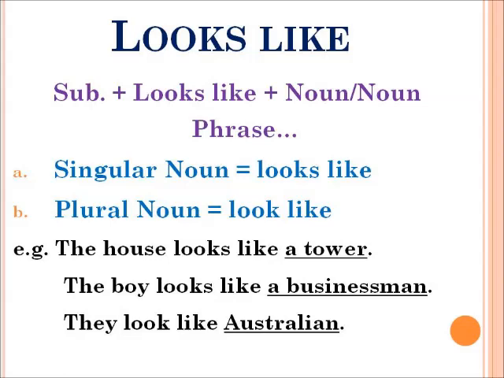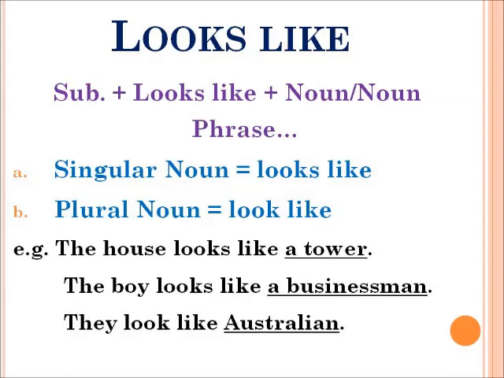So the house looks like a tower. The boy looks like a businessman. They look like Australians. So a tower and a businessman are noun phrases, and Australian is a noun. So with looks like, we should use a noun or noun phrase, but with look, we should use an adjective.